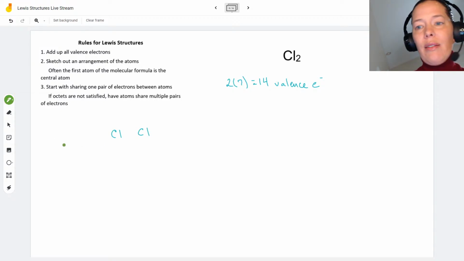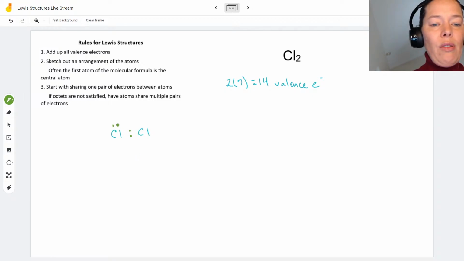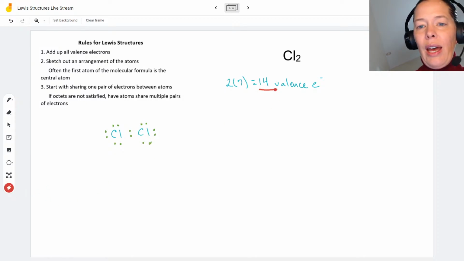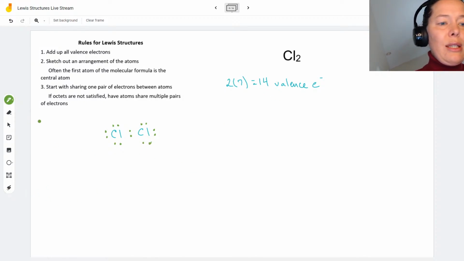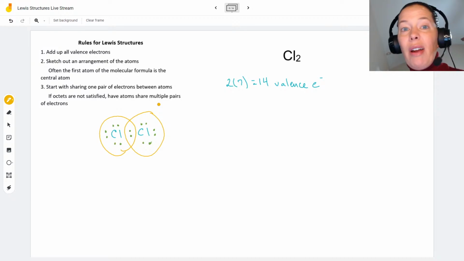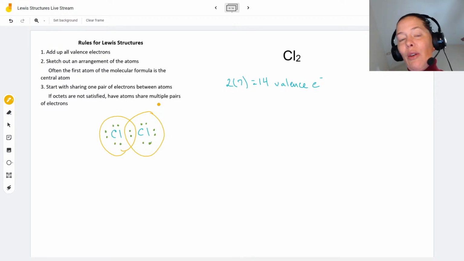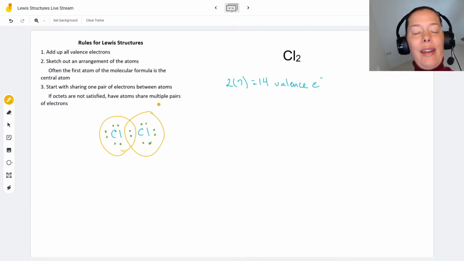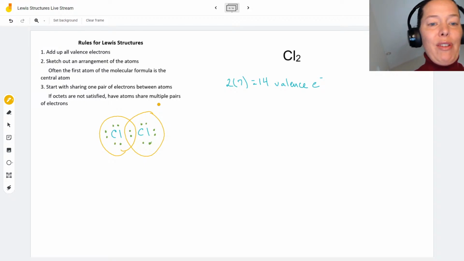And let's put some pairs in. All right, so just like usual, I'm going to start with a single bond. So that's 2. I've got 12 more electrons to do. So 2, 4, 6, 8, 10, 12, 14. Okay, so I have used all of my valence electrons. And let's see if I've satisfied octets. The one on the left is good, and the one on the right is good too. So this one was actually a really easy one. It was a single bond, and I just filled in the rest of the electrons, and everybody's octet is satisfied.